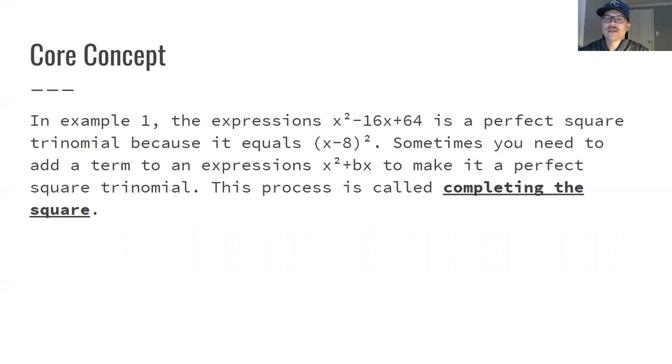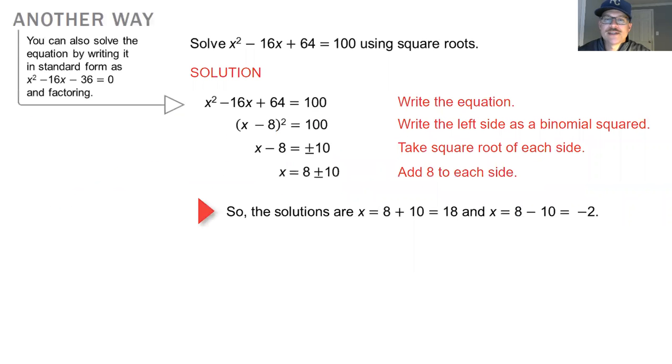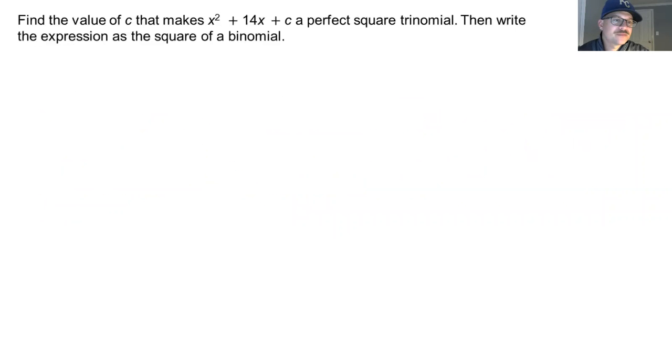Sometimes you need to manipulate your expressions so that you can create your own perfect square trinomial. And to make this process easier, this is called completing the square. So because it's a perfect square trinomial, we're going to complete the square and create our own perfect square trinomial so that the example is just as easy as this last one right here.